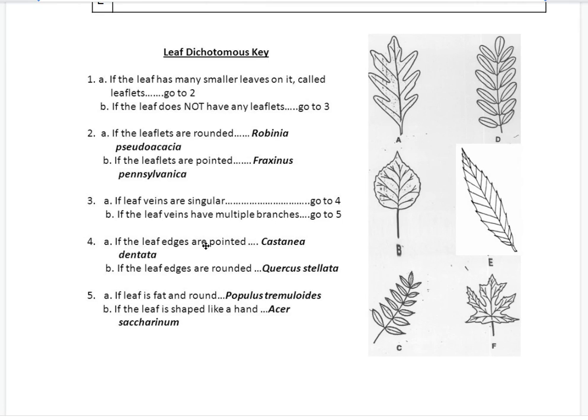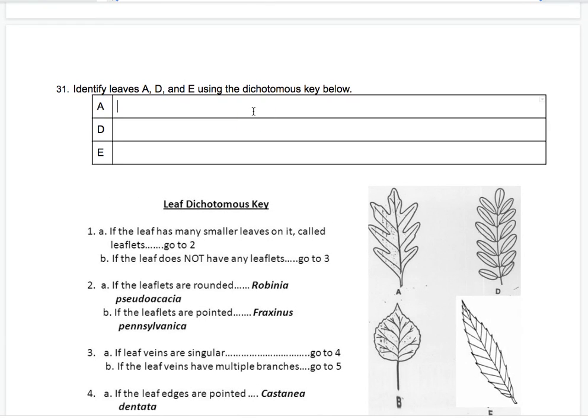Now, if the leaf edges are pointed, or if the leaf edges are rounded. Well, they kind of look rounded to me because pointed would look kind of pointy. So A has rounded edges. That is Quercus stellata. And I probably, definitely, most likely said that name wrong. Remember, whenever you're typing these scientific names, first letter is always capital, second letter is always lowercase, and you're going to italicize it.